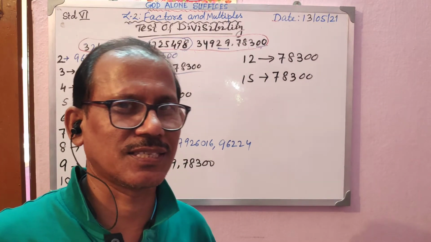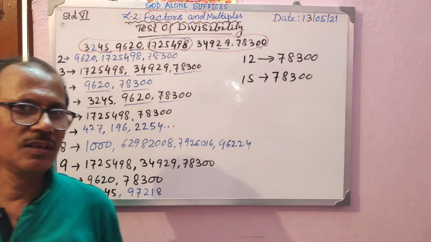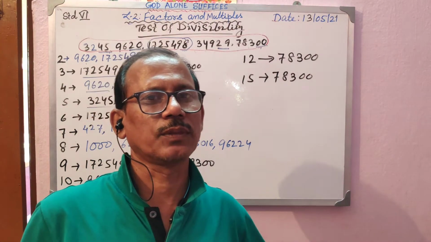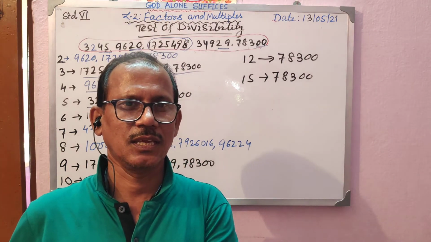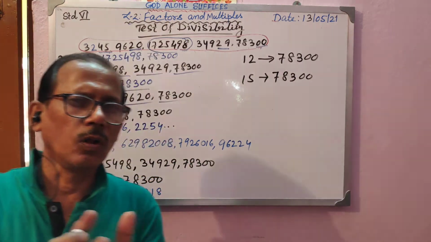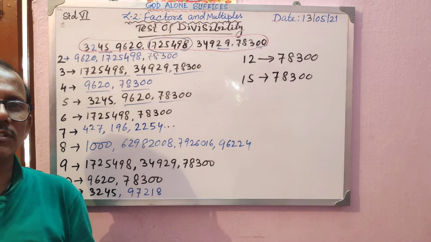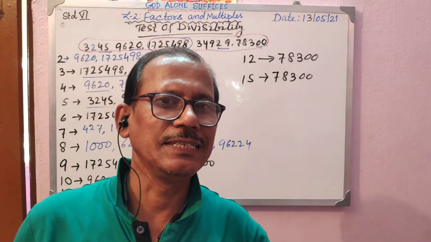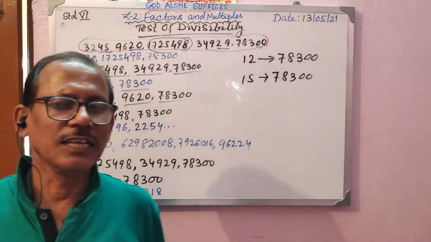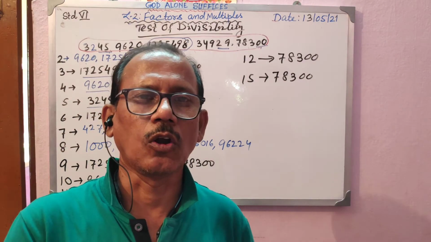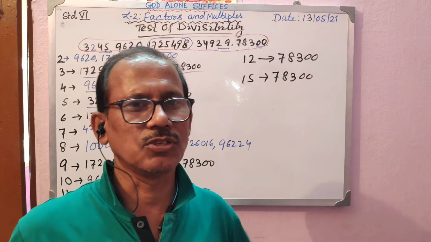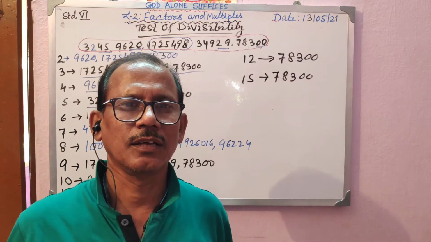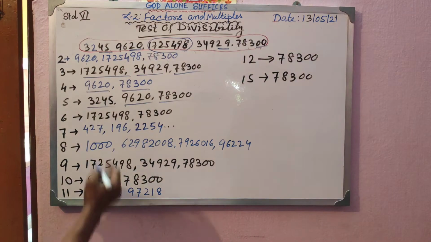Moving on to 6. 6 is equal to 2 times 3, isn't it? All the numbers divisible by both 2 and 3 will be divisible by 6. First of all, if you want to check divisibility by 6, it has to be an even number, ending in 2, 4, 6, 8. Don't try with an odd number. If you see the last digit is odd, then don't try with that. Only try even numbers.